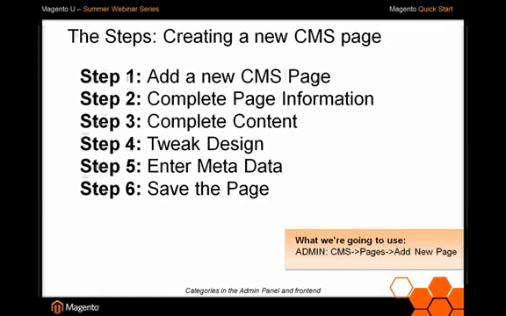So when we add our CMS page, first we'll add it, then we'll complete the page information, which is the title and things like that. Then we're going to complete the content. Then we would tweak our design by choosing what type of design layout we want. Then we would enter any kind of metadata, which is, of course, your title, your description, your keywords, and things like that. Then we'll save the page.